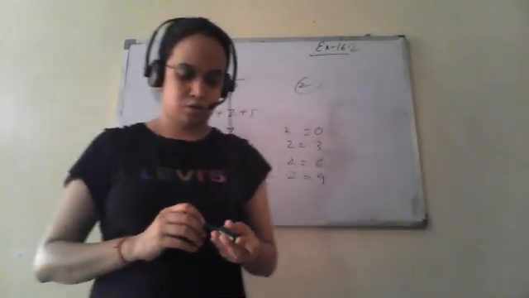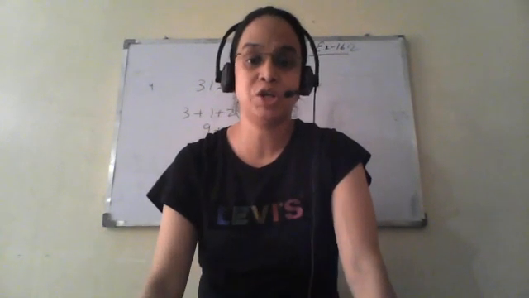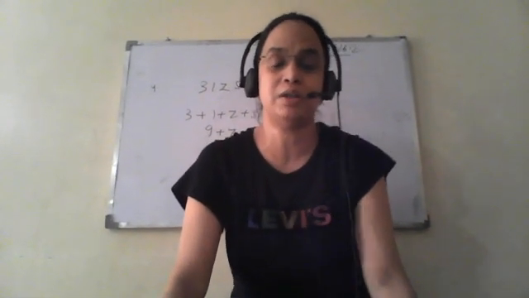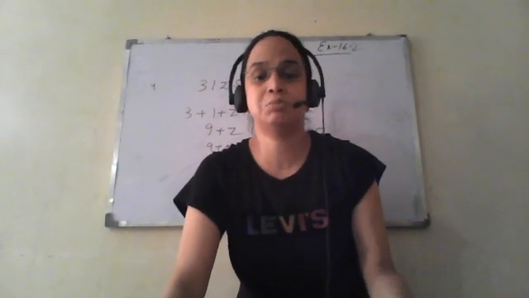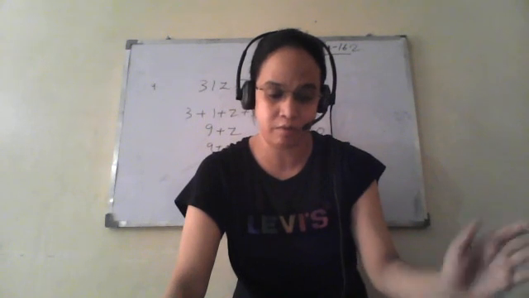Okay. So this way, without actual division, by just knowing the divisibility rule we can tell whether the given number is divisible by 3, 5, 9 and 2 or 10, whatever divisibility rule we have studied.